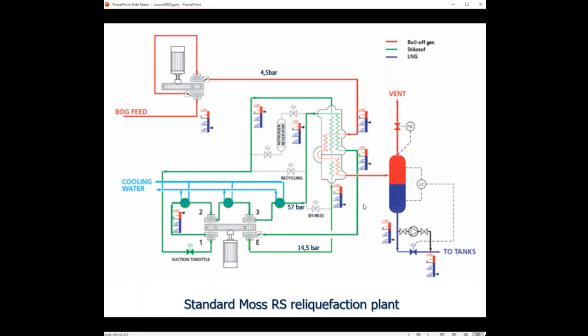Now the green lines are the nitrogen lines, the nitrogen system. For the nitrogen system, there are 3 compressions and 1 expansion. So here is our motor that drives the 3 compressions. We have relatively cold nitrogen vapors coming from the condenser.